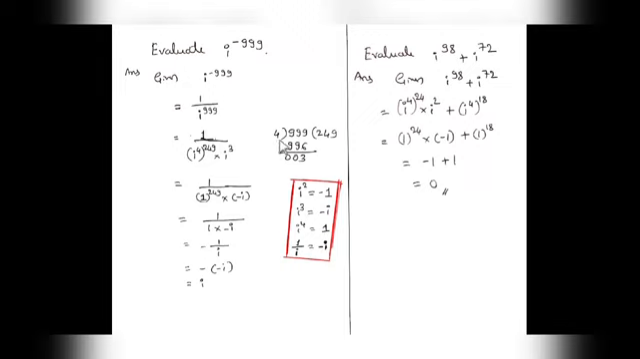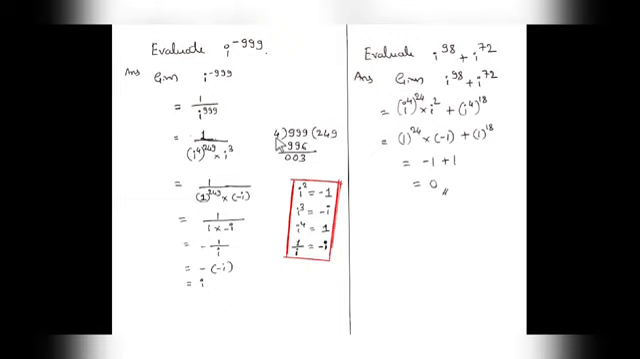Why do we have to divide it by 4? Because i raised to 4 is 1. First of all, you have to understand and remember this: i square is minus 1, i cube is minus i, i raised to 4 is 1, and 1 divided by i is minus i.